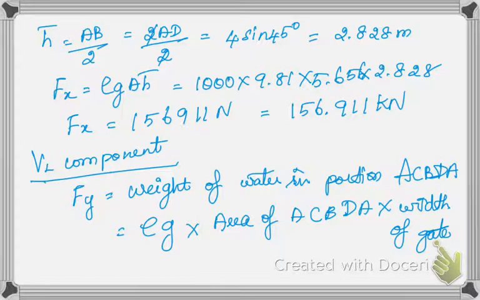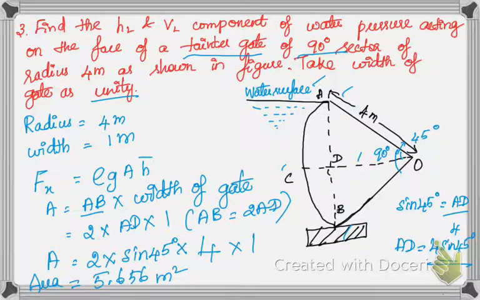So how can I find the area of ACBDA? You can see here I am in need of the data of area ACBDA. How to find it? I can simply find it by area of sector ACBOA minus area of triangle ABO. It is very simple, right? We are having one triangle here, that is AOB. So I can find the area of the whole sector and then subtract the triangle. If I do that, I will get the area of ACBDA.